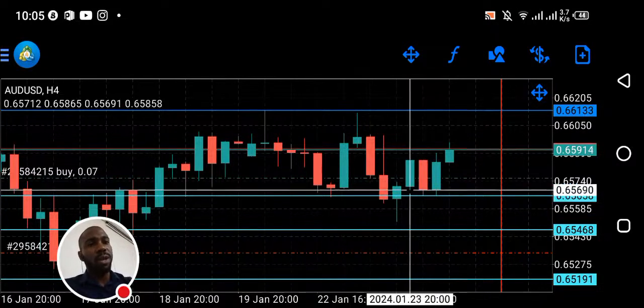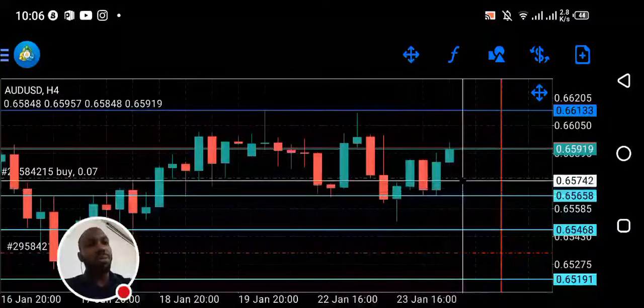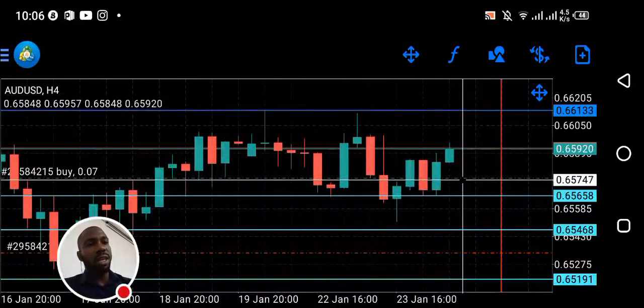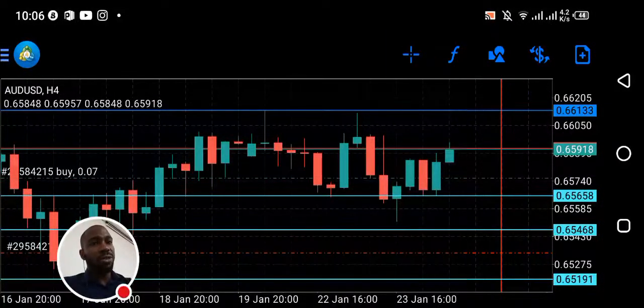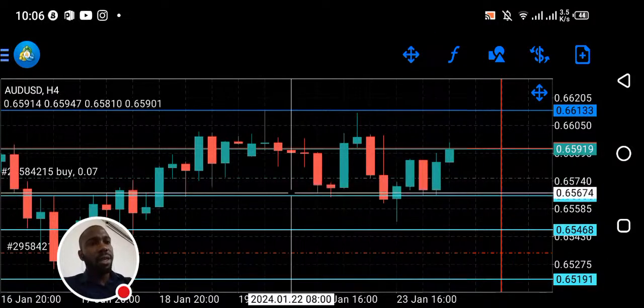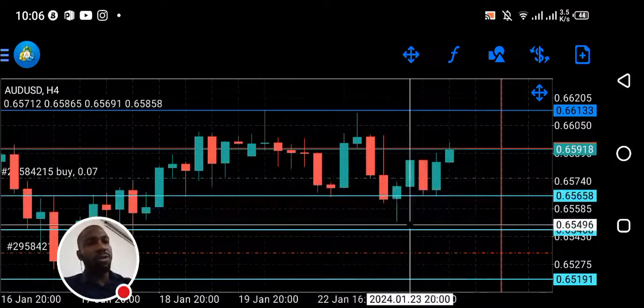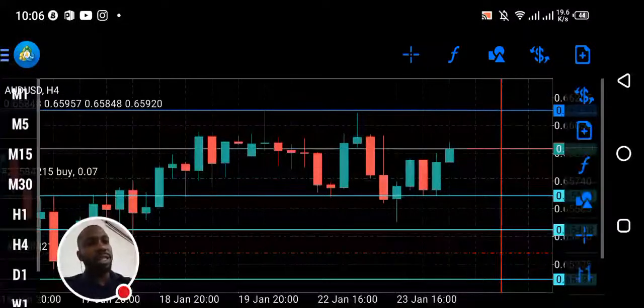We had a hammer candlestick formation here, so I executed a buy, and I'm in profit, about 22 pips at the moment. If you are buying Australian dollar USD, you should set your stop loss at the low of this candle, or a few pips below the low of this candle. My target is 70 pips. That's my target on Australian dollar USD.